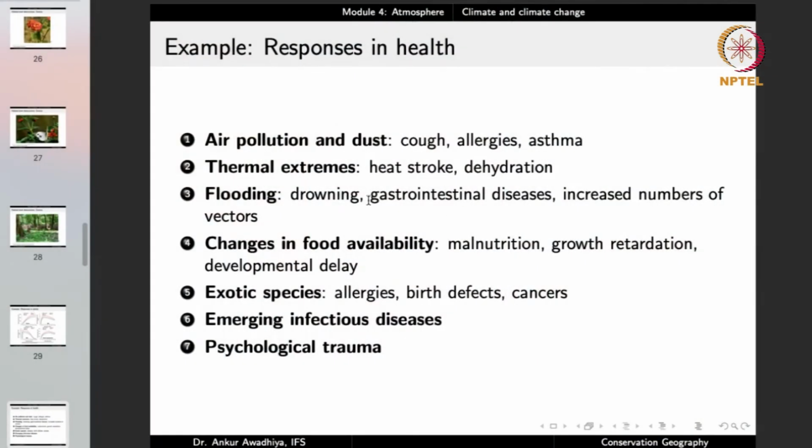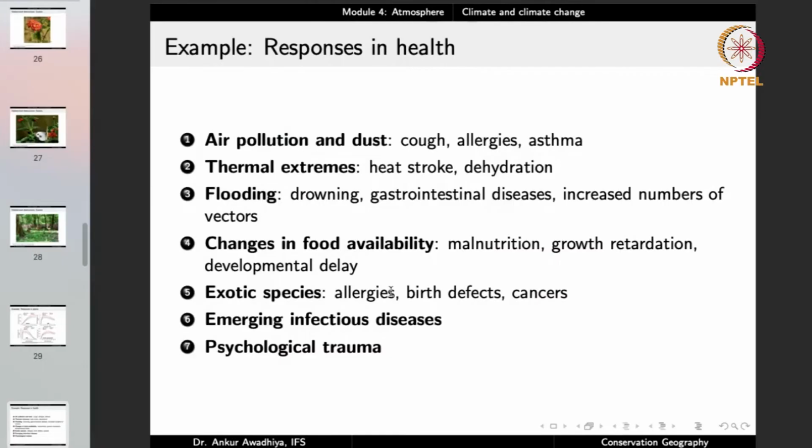When there is flooding, we are observing animals that are drowning, that are suffering from gastrointestinal diseases. There is an increase in the number of vectors such as mosquitoes whenever there is a flooding incident. Now, in the case of climate change, both the mean is changing and the extremes are changing. So certain areas are getting more droughts, certain areas are getting more floods.